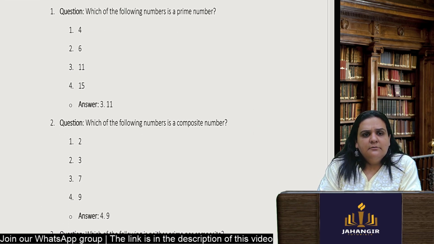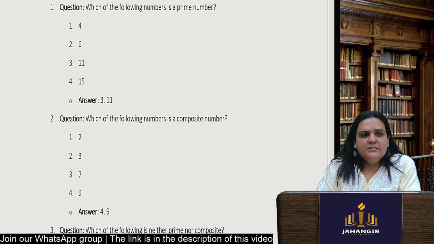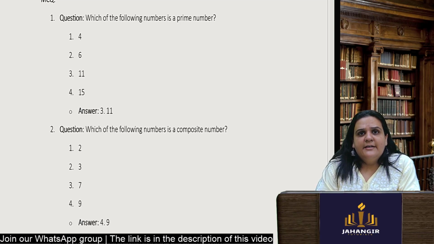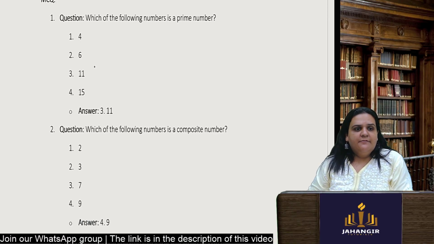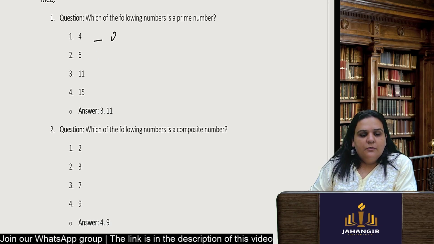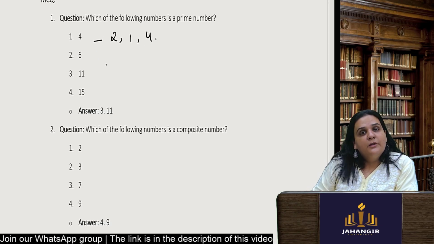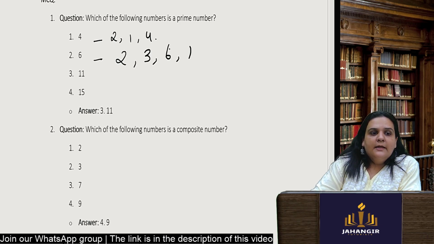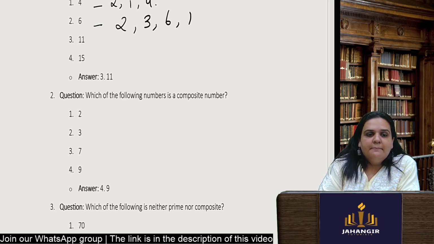So here are certain examples of prime number MCQs. Which of the following is a prime number? 4, 6, 15. They have more divisors than 2. 2 twos are 4, right? So 1, 2 and 4 are all divisors of 4, more than 2 divisors. 6 also can go in 1, 2, 3, 6, right? 15 as well. 11 is a prime number.